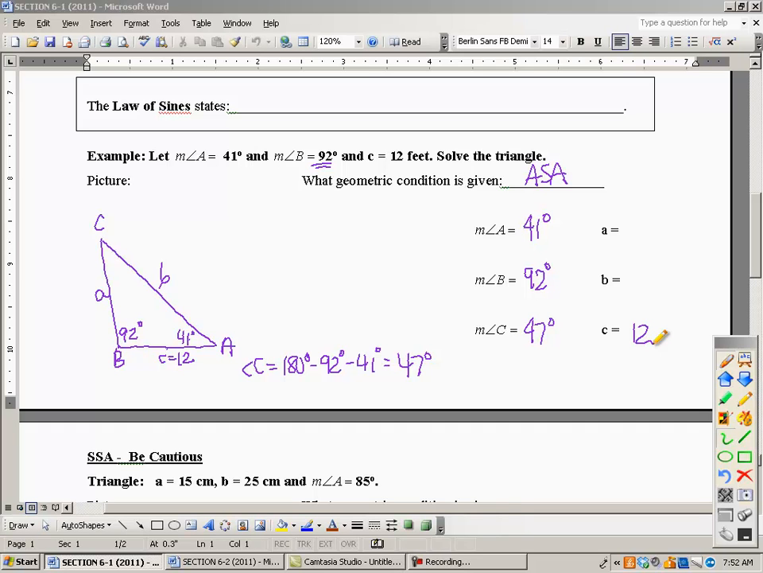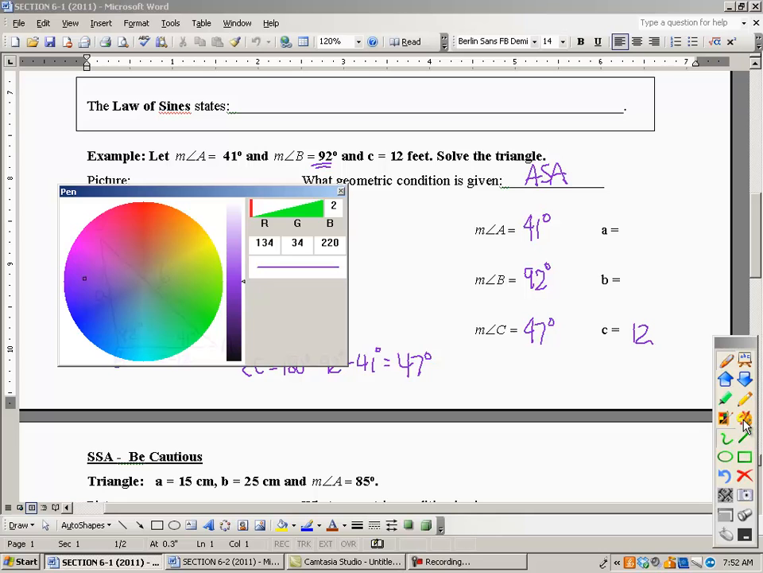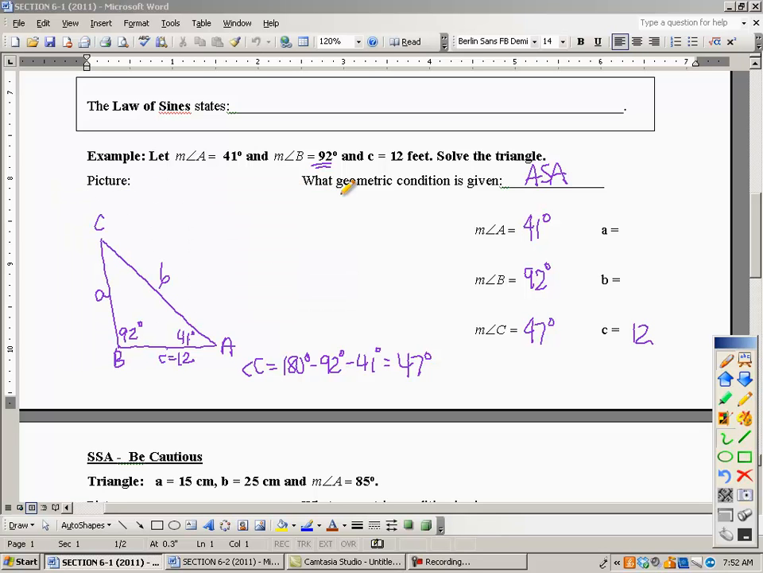As I go through, because it's not a right triangle, I'm going to use the law of sines. And what you always want to do, since I know that this is 47 degrees, is use the corresponding angle with the corresponding side, okay? And that's the ratio I always want to start with. So I'm going to start here. The sine of 47 divided by 12 equals, and we can decide what we want to do first.